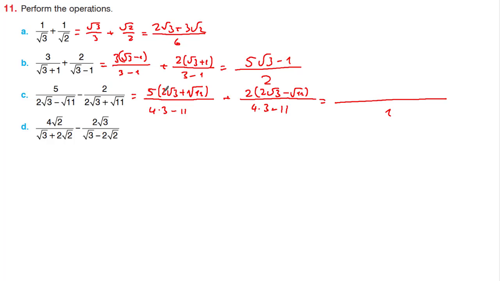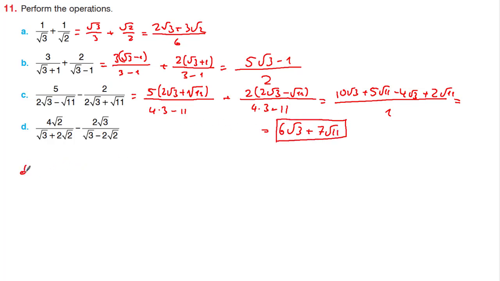Now 5 times 2, 10 root of 3, 10 root of 3 plus 5 root of 11 minus 4 root of 3 plus, it's plus because negative times negative will be positive, so 2 times 11, root of 11 actually. So 10 root of 3 minus 4 root of 3 makes 6 root of 3, 5 root of 11 plus 2 root of 11, that's 7 root of, not 3, actually it's 11.